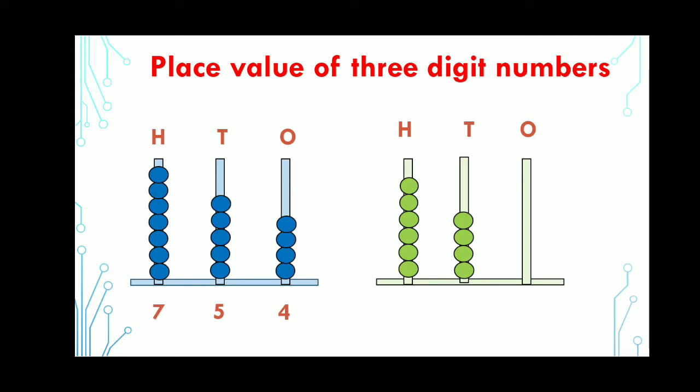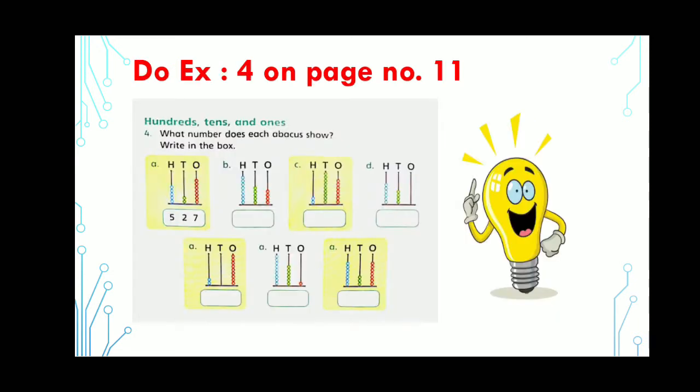So how do we read the given number? 700, 5 tens and 4 ones, and it is equal to 754. The same is done in another example. You can see there are no ones, and 1, 2, 3, 4, 4 tens, then 1, 2, 3, 4, 5, 6, 6 hundreds are given. So how do we read it? Yes, 600, 4 tens. It is equal to 640.